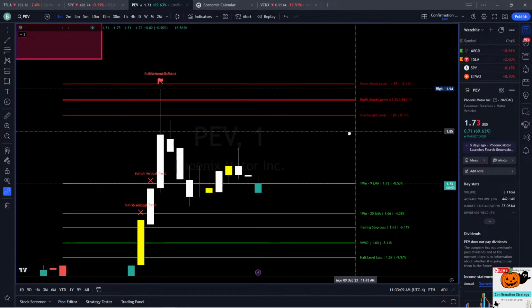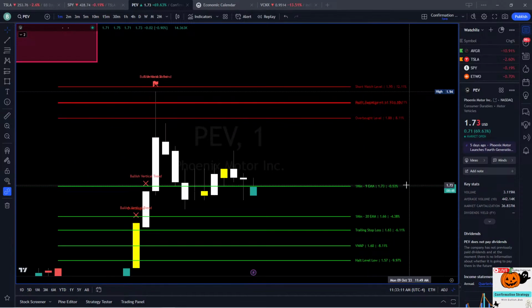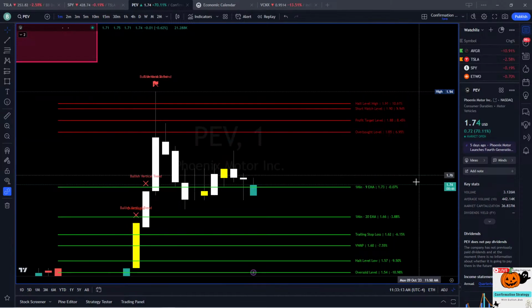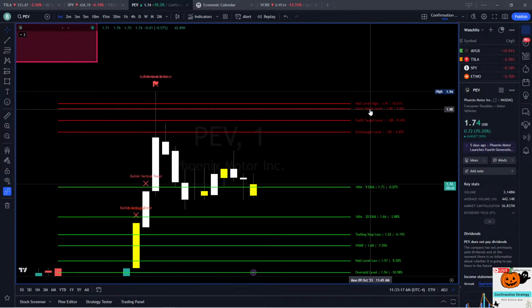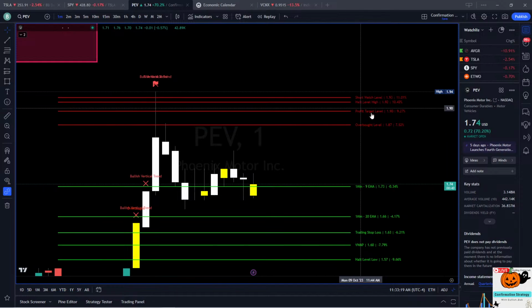You can see the levels above, overbought level at $1.88. That's about 8% up, now 7% up from the current price. And you can see the profit target level, the short watch level, and the halt level are all about in the same area.